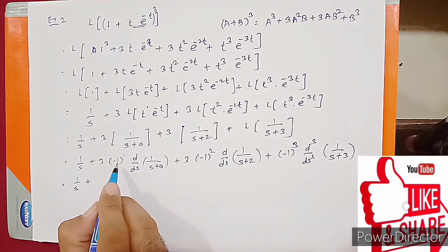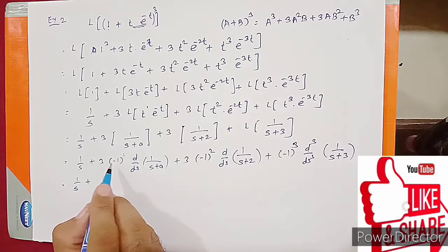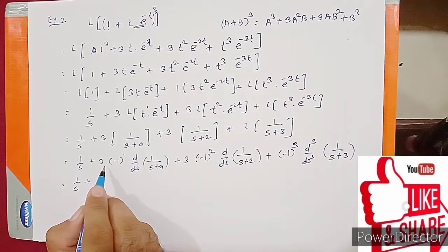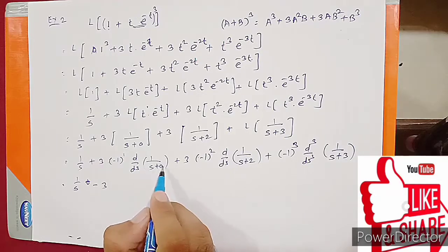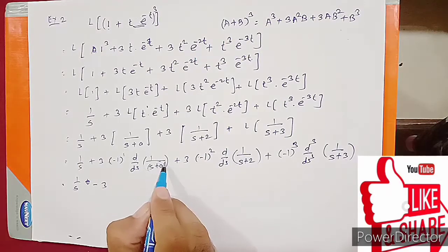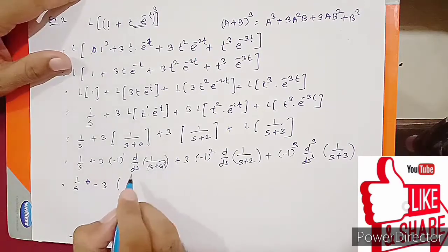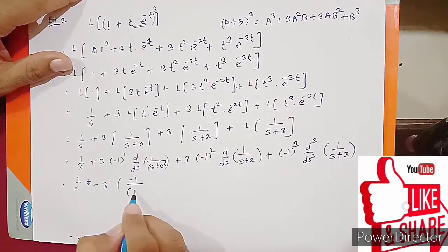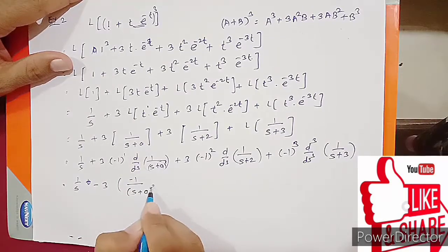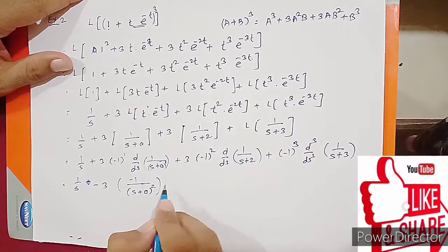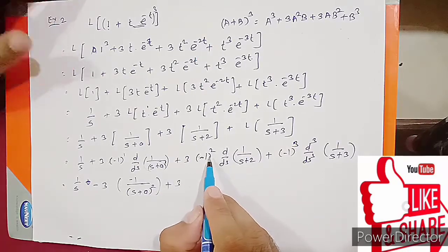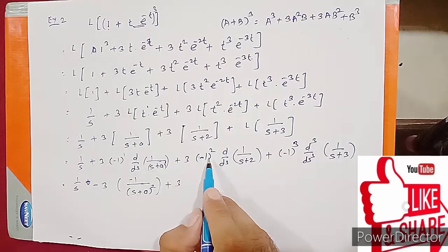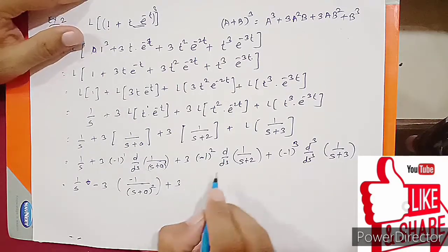Okay, so minus 1 raised to 1 is minus 1 only. So 3 into minus 1 is minus 3. So we are taking minus 3 here as it is. Derivative of 1 upon s: we know that the bracket is raised to power 1, so we are taking minus 1 upon (s plus 1) whole square, right? Plus 3. Tell me, what is minus 1 square? Just calculate this with bracket in the calculator. It is 1 only. So 3 is as it is.